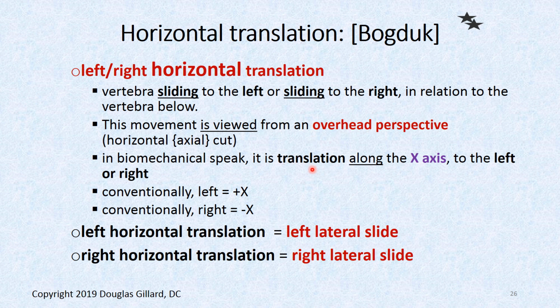But in biomechanical speak, it translates around what axis? Well, we saw the little transverse processes show you the x-axis. So the translation or the slide is along the x-axis. If you're a real nerdy biomechanist, you can say if it slides to the left, that's designated as x plus. If it slides to the right, it's x minus. So left horizontal translation is nothing more than left lateral slide. Another way you could say it: right horizontal translation is right lateral slide.